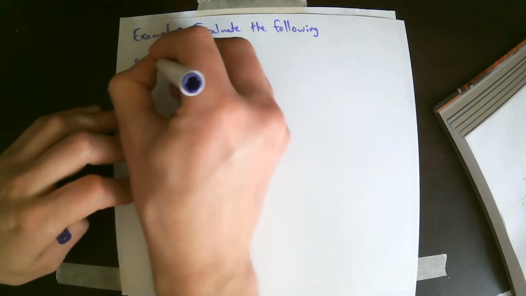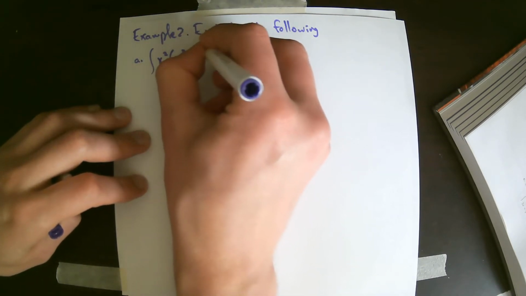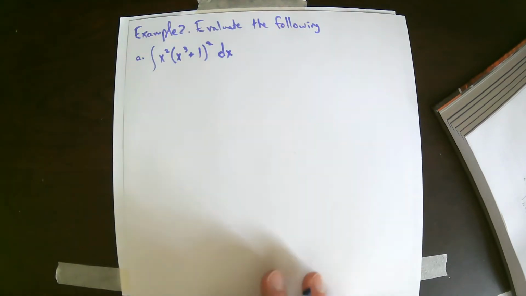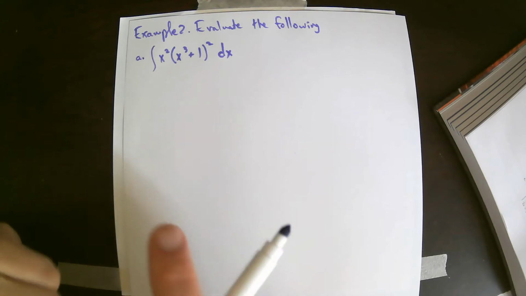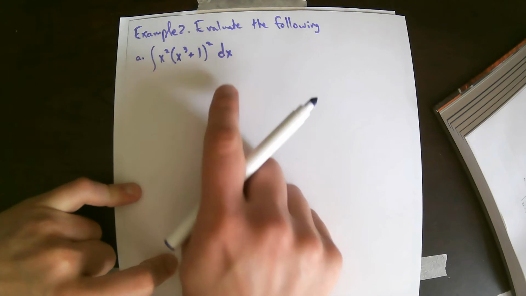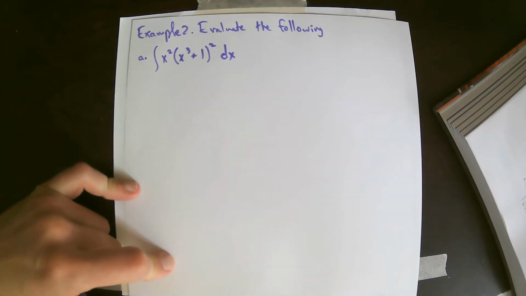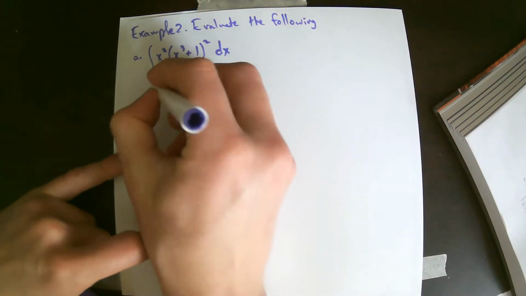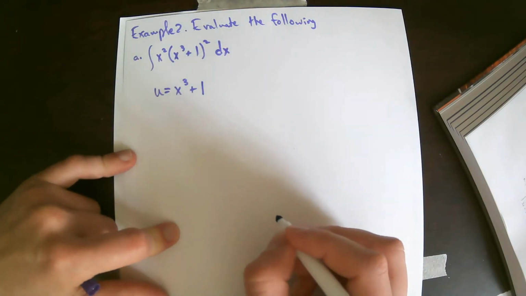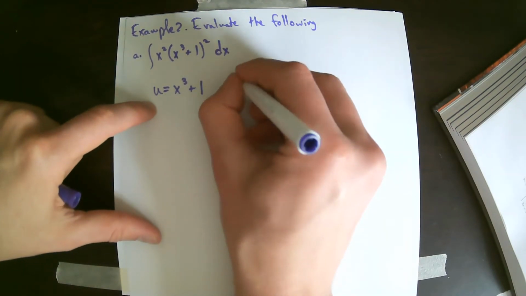Part A says integral of x squared times (x cubed plus 1) all squared dx. Alright, your first step is to pick what to call u. Now, remember that tip I gave you was to let u be something that's on the inside, right? So let's let u be x cubed plus 1 here. Then find the derivative of u with respect to x. That's going to look like this.